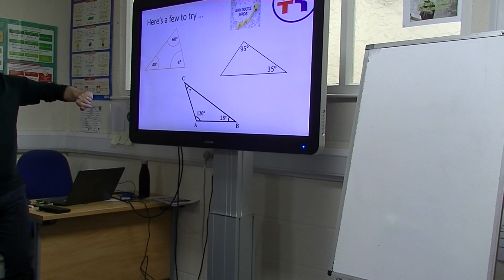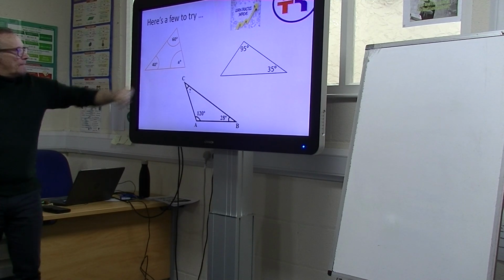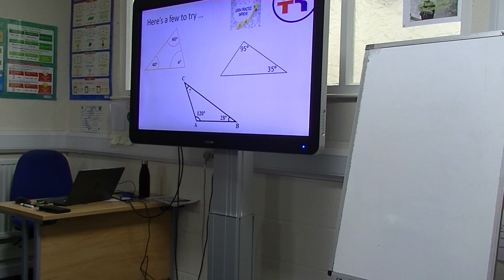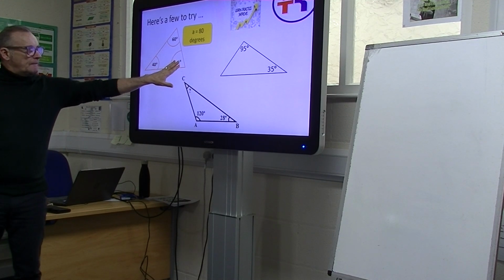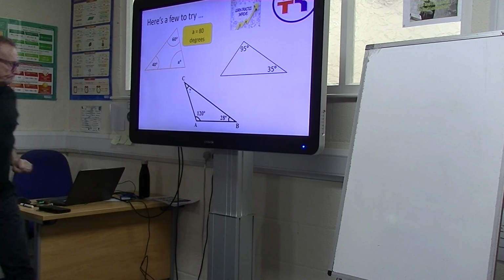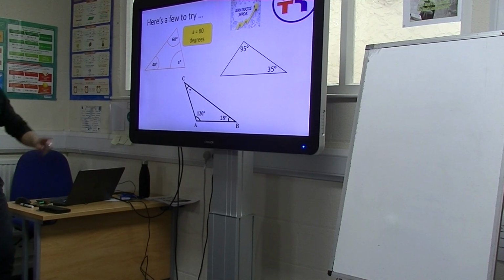Here's a few to try. What's the missing number? What's A in that one? 80. 60 plus 40 is 100. 180. What about this one? 50. Okay, we'll come to that in a second because it's this one that's next on the answer sheet.